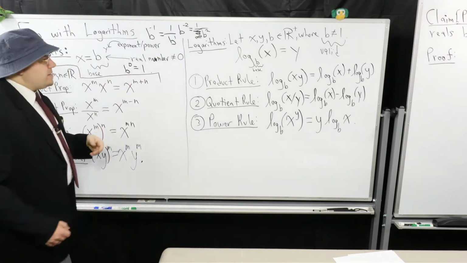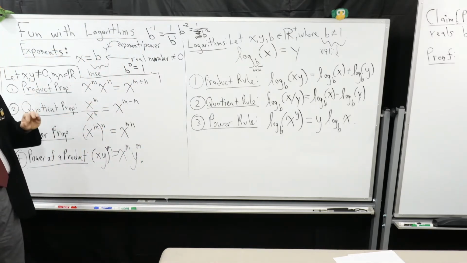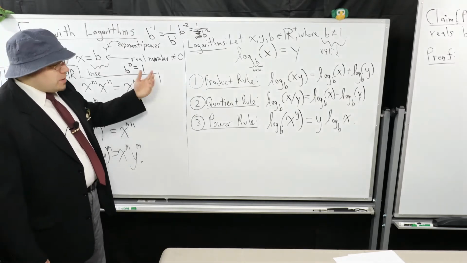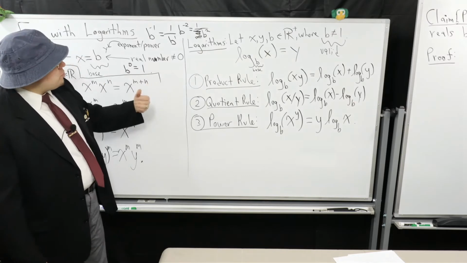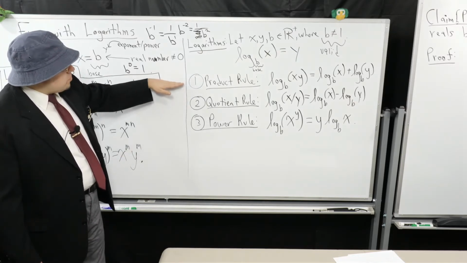So I went into more detail about this previously, but I just want to emphasize just a couple of things. I've used some of these properties before, but I think it's important I state them. I may even give proofs for these in the future. So the first thing is the product rule.